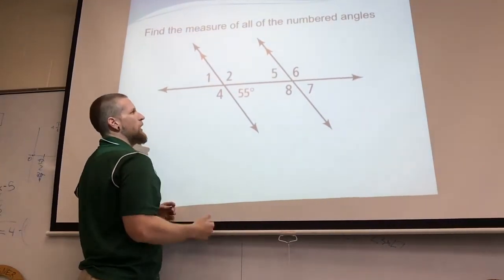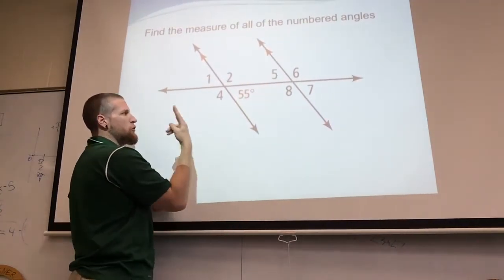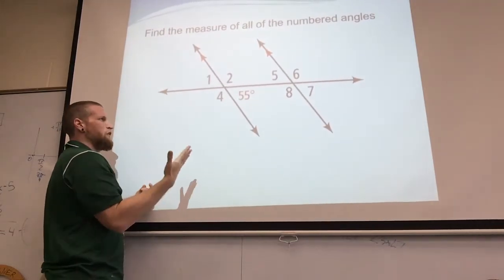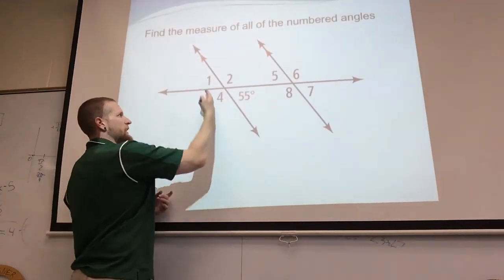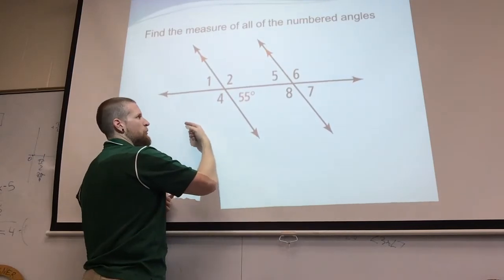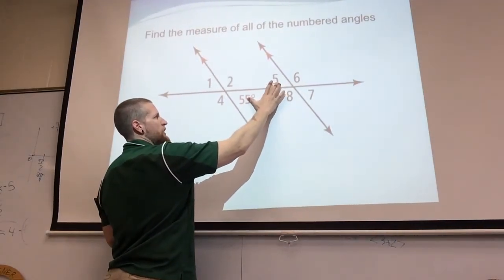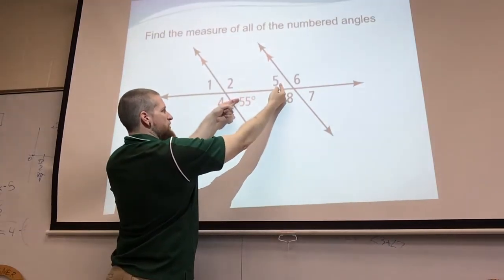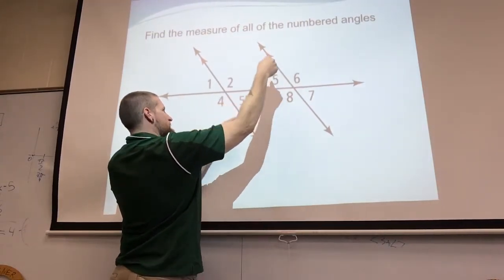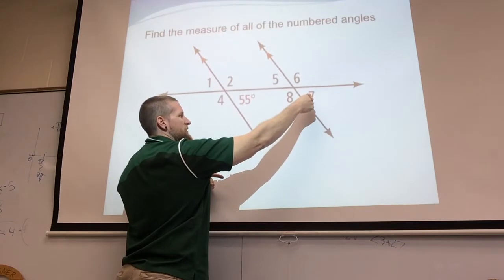All right. So like this problem, the answers you're going to have are 55 for all the ones that are the same. Like angle 1 is 55. What do you think angle 5 is? 55, because those two are alternate interior angles. So since these are alternate interior angles, they're congruent. If that's 55, what's this? 55.